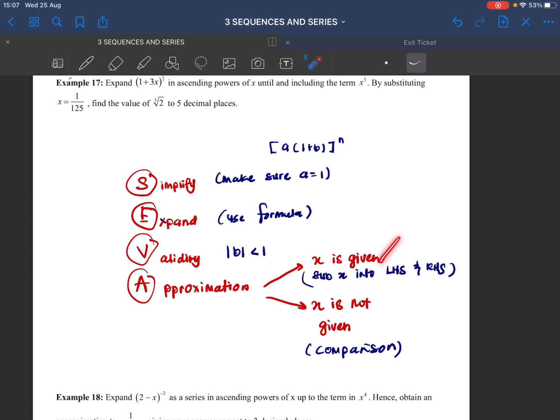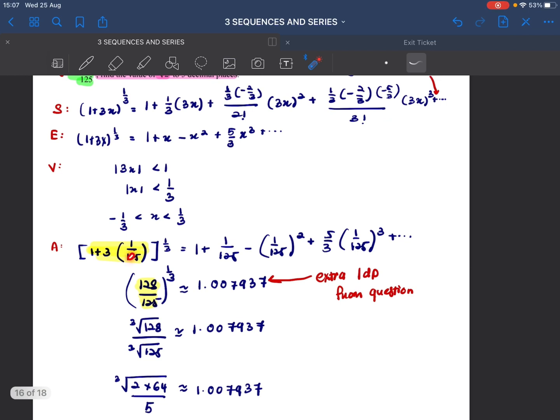Approximate, we have 2 type of question. First, x is given. Second, x is not given. So x is not given, we have to do comparison. X is given, we have to substitute left hand side and right hand side. Okay, so that is all.